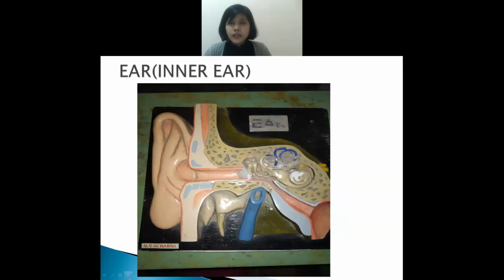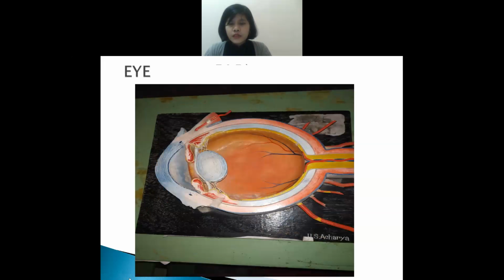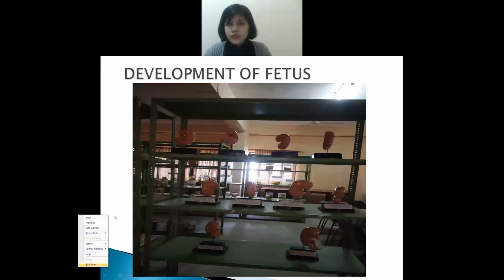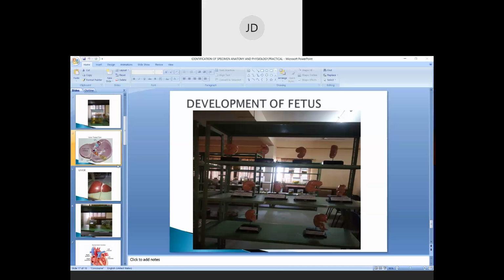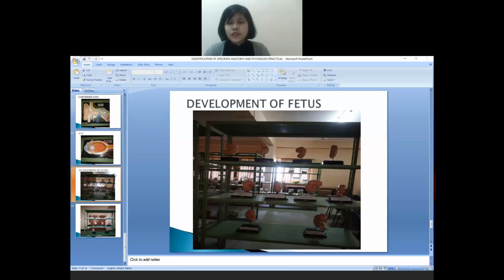The larynx is not that much important. The only thing is that it plays an important part in the respiratory system and is known as the voice box. And ear, then eye. So all these specimens, please go through once and come, and I'll ask any one of you in the next class for anatomy and physiology practical.